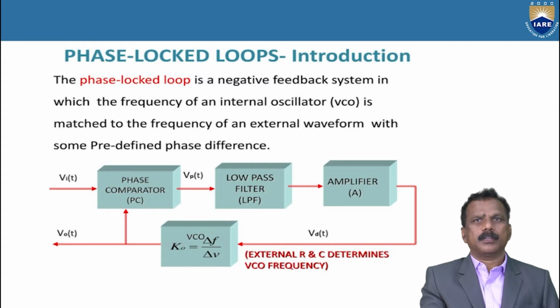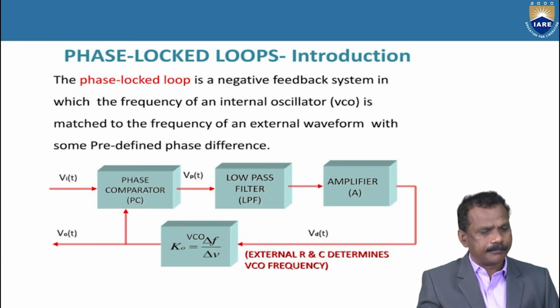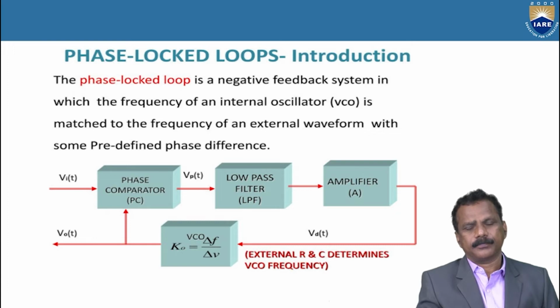Phase lock loop is a negative feedback system in which the frequency of an internal oscillator, the VCO, is matched to the frequency of the external waveform with some predefined phase difference. You can see here the block diagram.